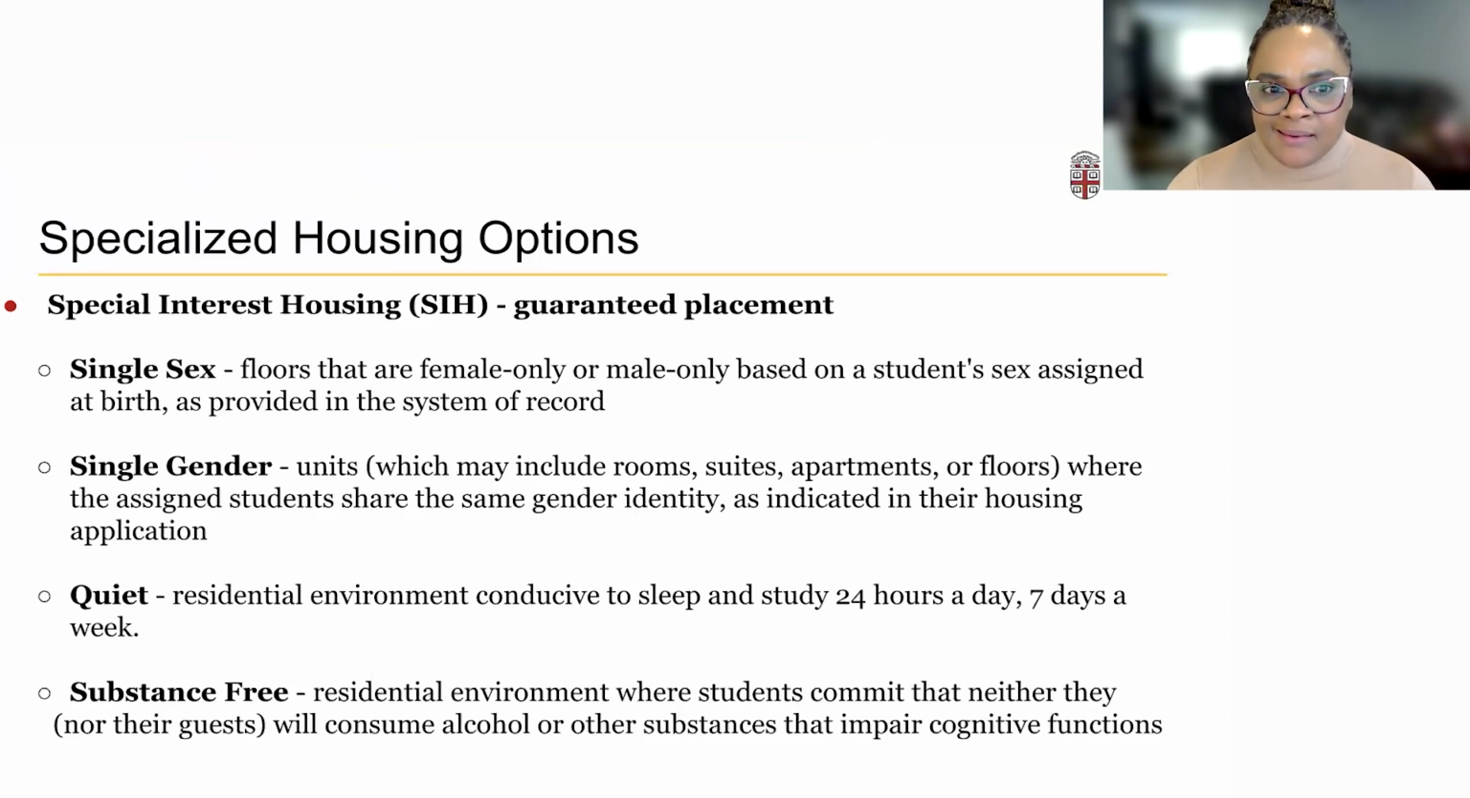where students are assigned and share the same gender identity as indicated on their housing application. And the distinction I want to draw here is that the system of record is preset and not to be modified on the application, but in the single gender, the student has agency to indicate their gender identity if this is the option that they choose.